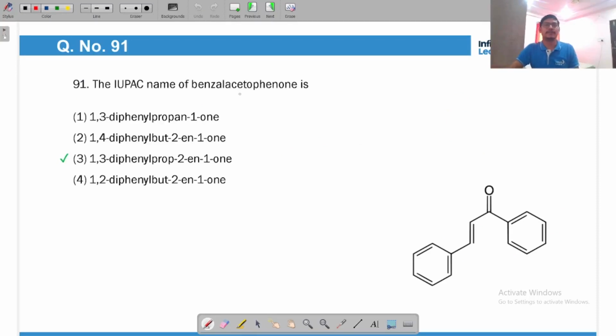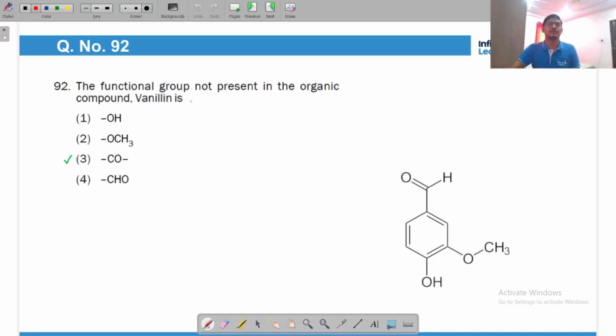The IUPAC name of benzyl acetophenone, you can write the name from here, 1, 2, 3, right? So 1,3-diphenylprop-2-en-1-one. So this is the correct answer. The functional group not present in the organic compound vanillin is, of course, the ketone group. Alcohol, that is phenol, is present. Alkoxy, that is ether, is present, and aldehyde is present.